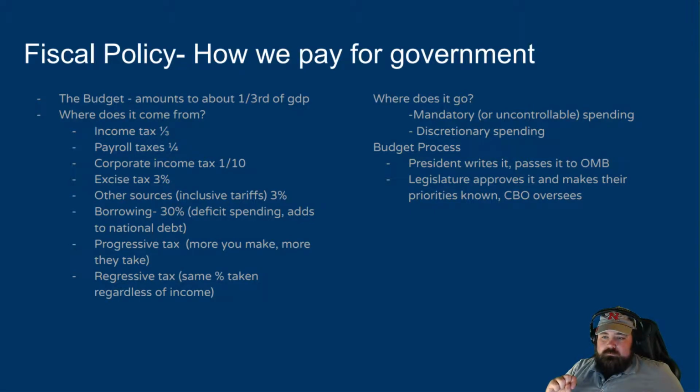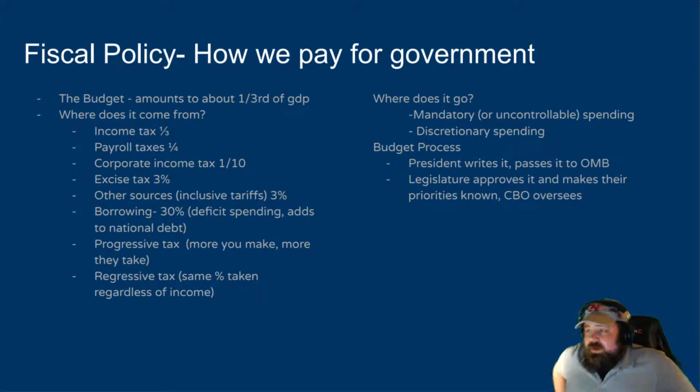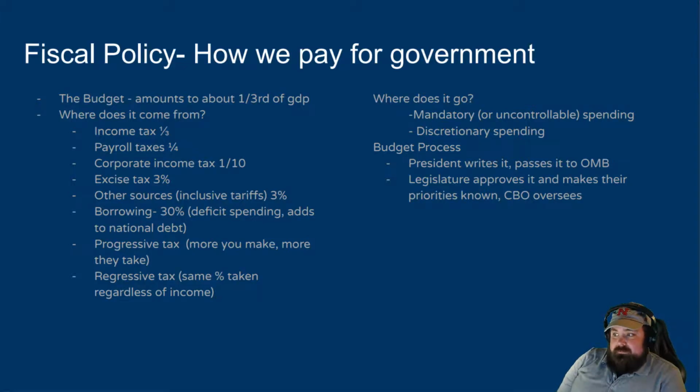So the way that we do taxes really falls into two different categories. We have this notion of a progressive tax, where the more that you make, the more gets taken away from you. That's the income and payroll taxes, as well as corporate income taxes. A regressive tax is where everyone pays the same percentage regardless of income. That's going to be excise taxes, tariffs, and really borrowing. Both of these types of taxes are employed to make up the money that our government uses and spends.